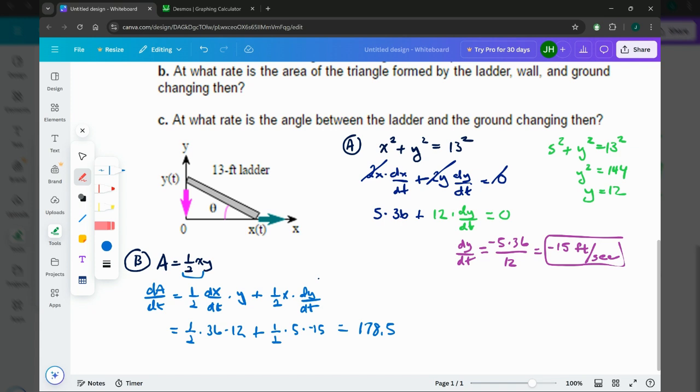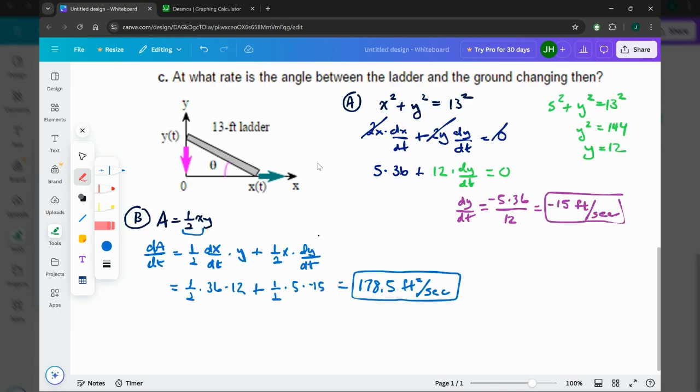Well, what are my units? Area here would be measured in square units, so square feet. And time, we already know, is measured in seconds. So at this moment in time, the area is actually increasing on that triangle 178.5 square feet per second. And you might be thinking, well, that triangle's not going to exist anymore when the ladder hits the ground. That's true, eventually the area will decrease again. But for now, this area is increasing when it is 5 feet from the base of the wall and the top of the ladder is 12 feet from the ground.